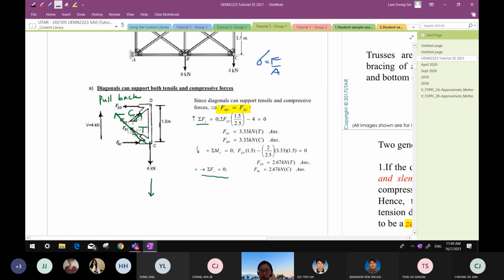Okay, turn up. You have no question. You think you can find this force here? Okay, just the component of the forces, right?